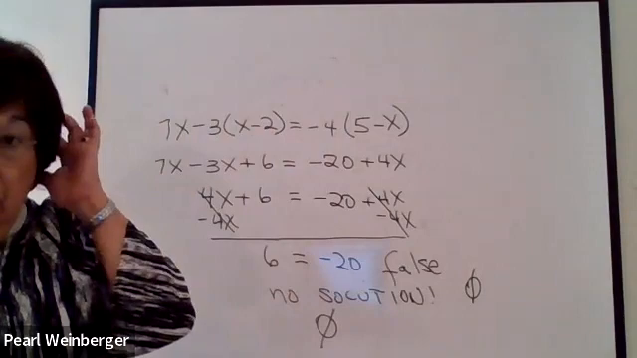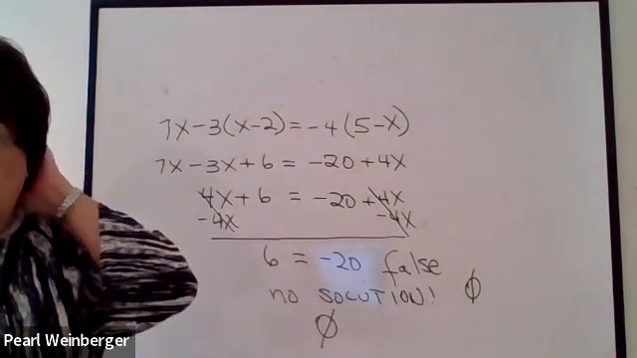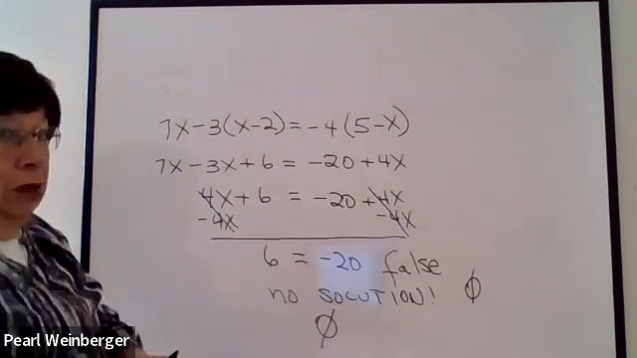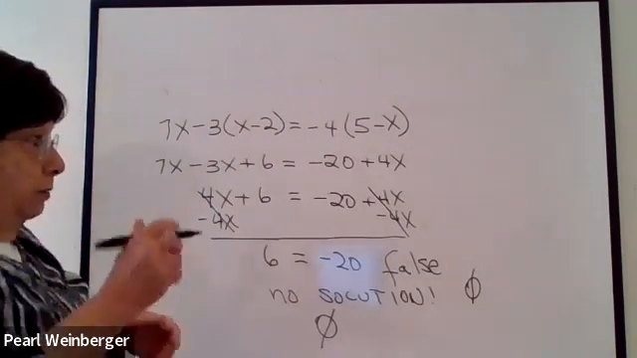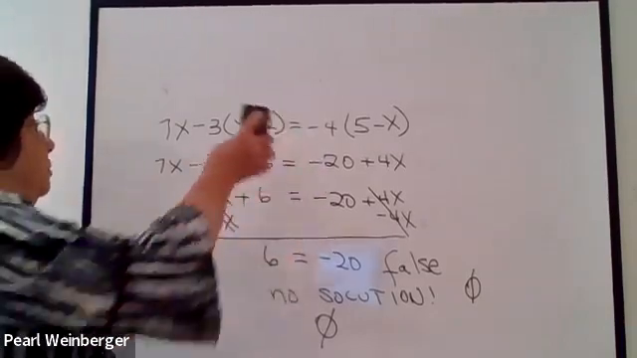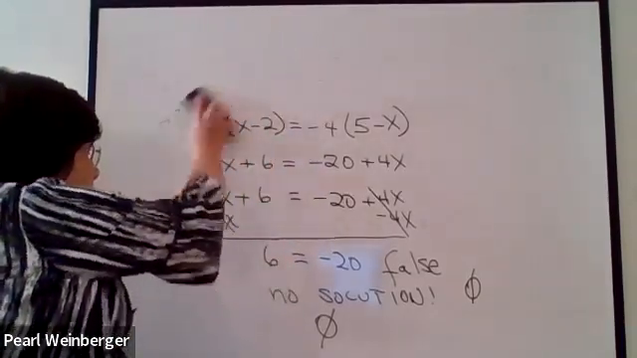What's the other situation that could happen when you have your variables disappear? Let's say, let me give you another example, a little bit simpler.